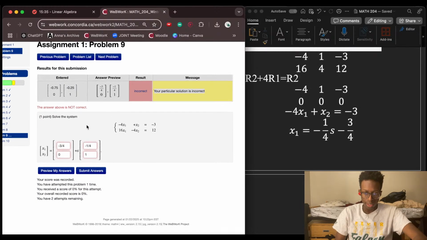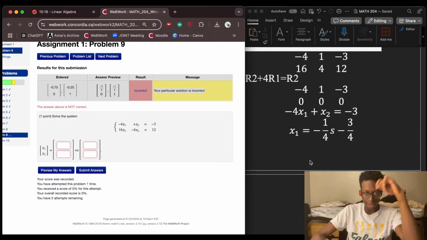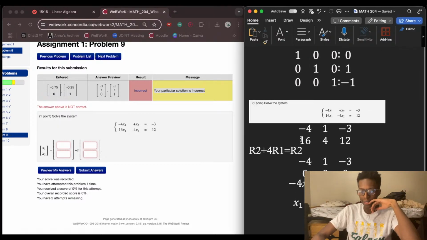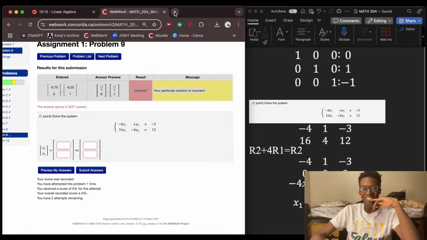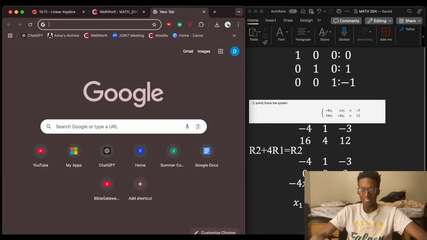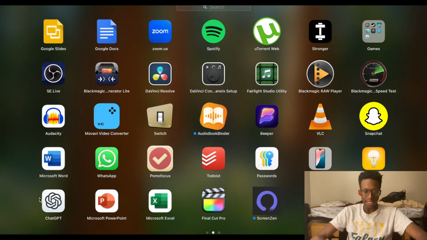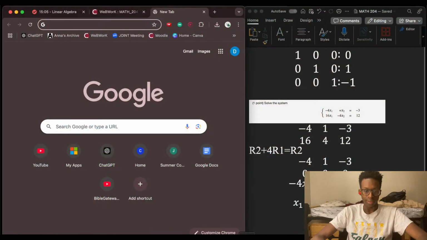A particular solution is incorrect. What does that mean? Interesting. So I was wrong. I don't know. Let's figure it out. This is the same thing that we did yesterday. We've done this one time, and we must attempt it again. So what we're going to do is check the textbook first, because that's what we did last time.